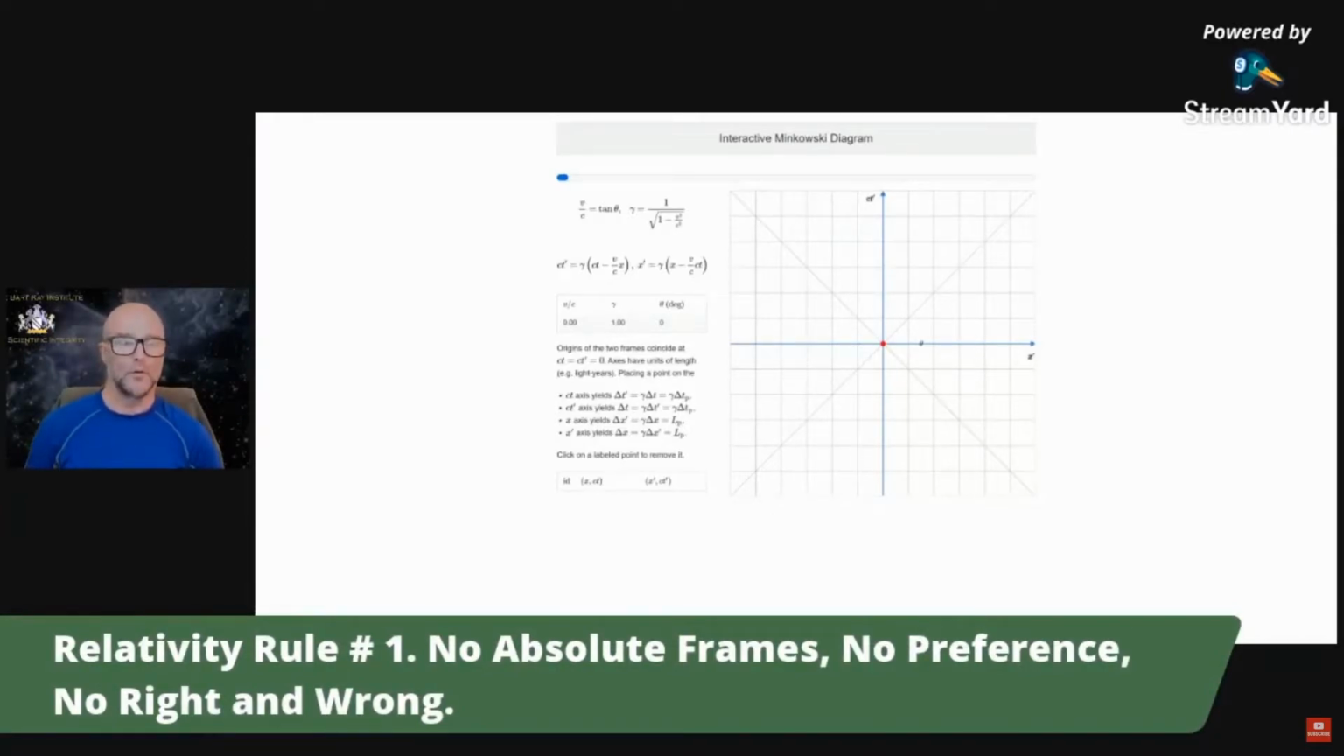Relativity, rule or law number 1. There are no absolute frames. We're talking about inertial frames here. We're talking about how two bodies would view the universe around them. Okay? You have a frame of reference. I have a frame of reference.